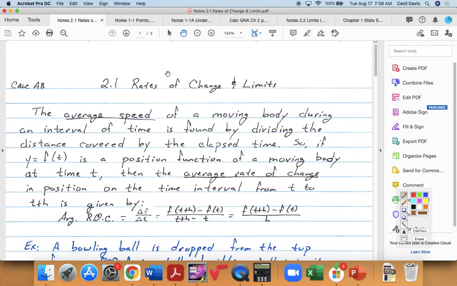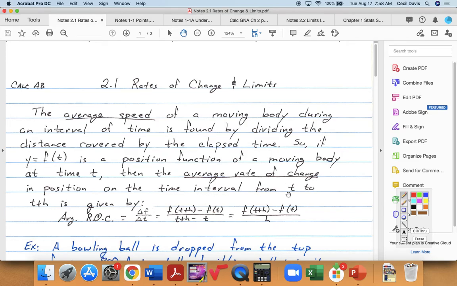All right, so we talked a little bit about this yesterday also, the average speed of a moving body during an interval of time. You find that by dividing the distance covered by the elapsed time. We talked about that with the dropping ball, right? And all of you understood that, almost at an intuitive level at this point. All right. So the formula for the average rate of change is going to come up over and over and over and over again.